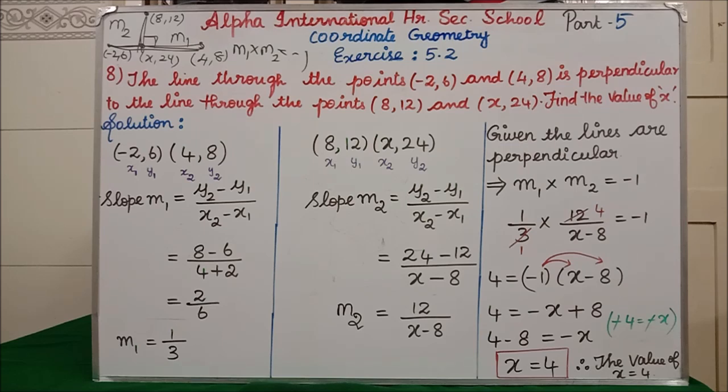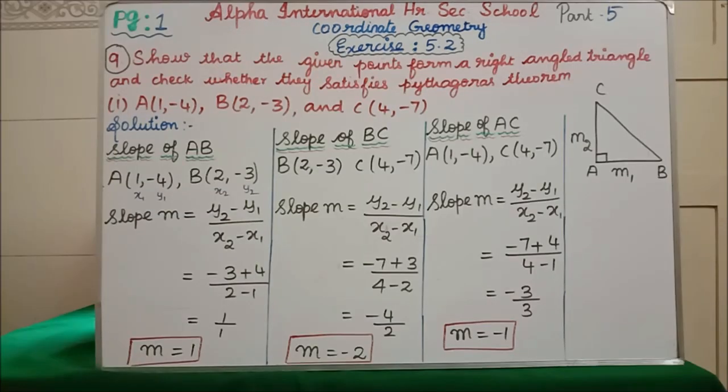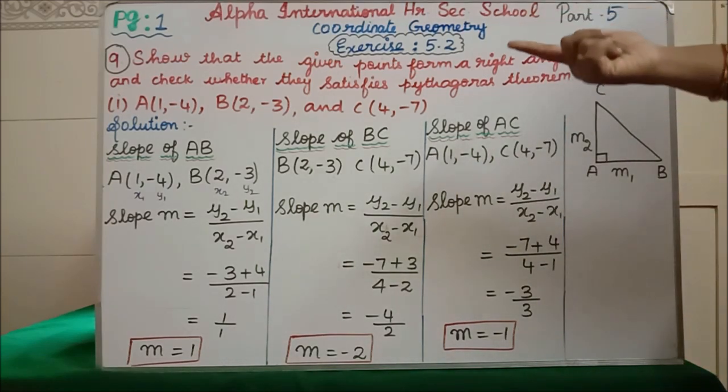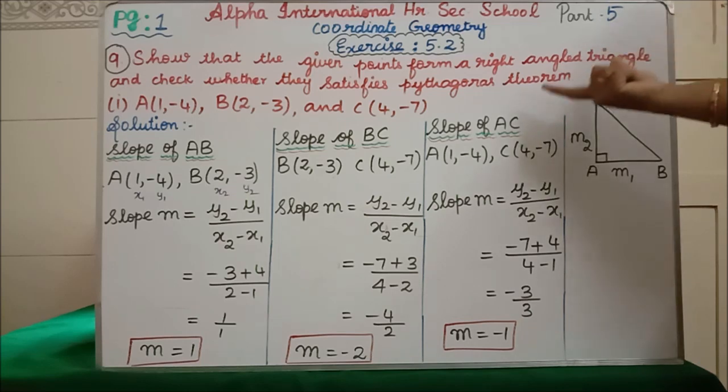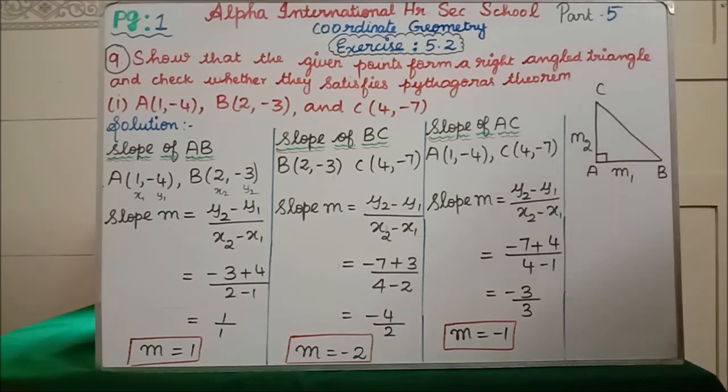Next we are going to see the 9th question in part 5 video. Show that the given points form a right angle triangle and check whether they satisfy Pythagoras theorem. Students, they are asking first to show it is a right angle triangle, then we have to check that the triangle satisfies Pythagoras theorem. Okay, surely it will satisfy. Why? Because a right angle triangle only satisfies Pythagoras theorem, isn't it?